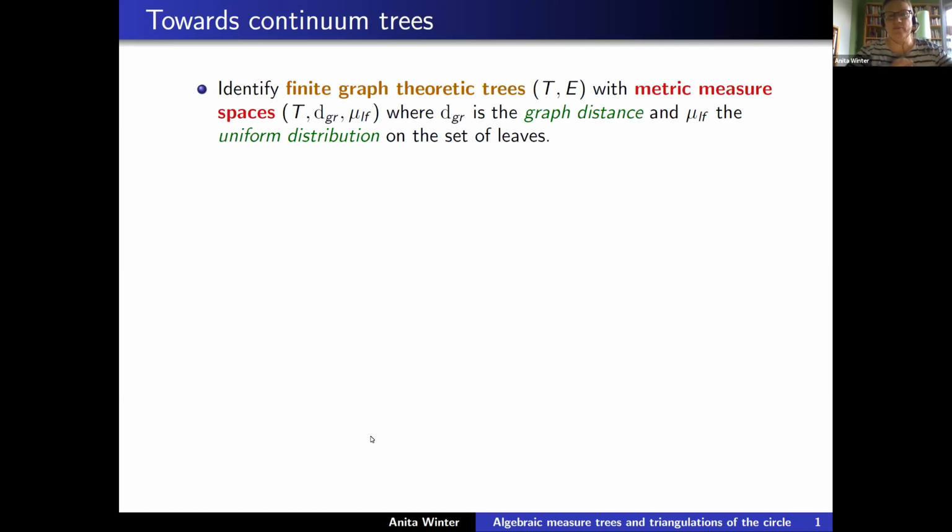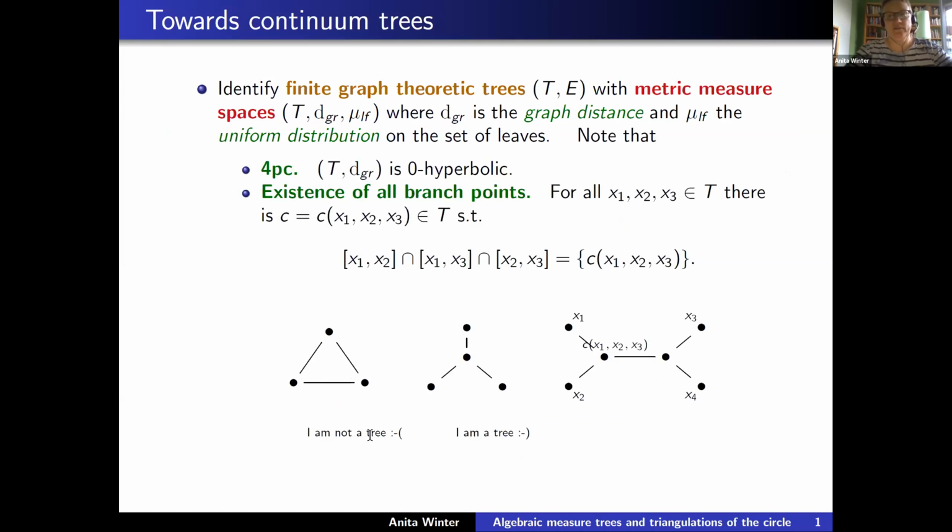Let's start with a graph theoretical tree, say a finite tree. We can associate it with a metric measure space by letting T be the set of vertices, the distance being, for example, the graph distance, and choose for the measure, for example, the uniform distribution on the set of leaves. If we do this, then we result in a metric structure which has two important properties. First of all, the metric space is zero hyperbolic, or equivalently, it satisfies the so-called 4-point condition. Moreover, all possible branch points exist.